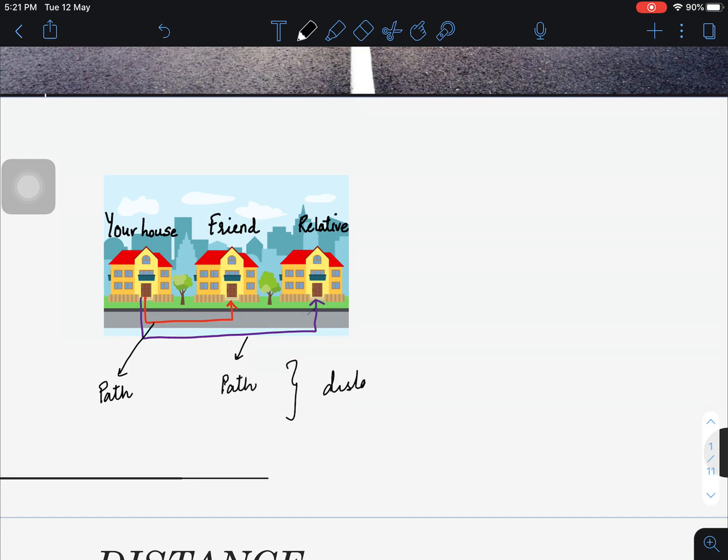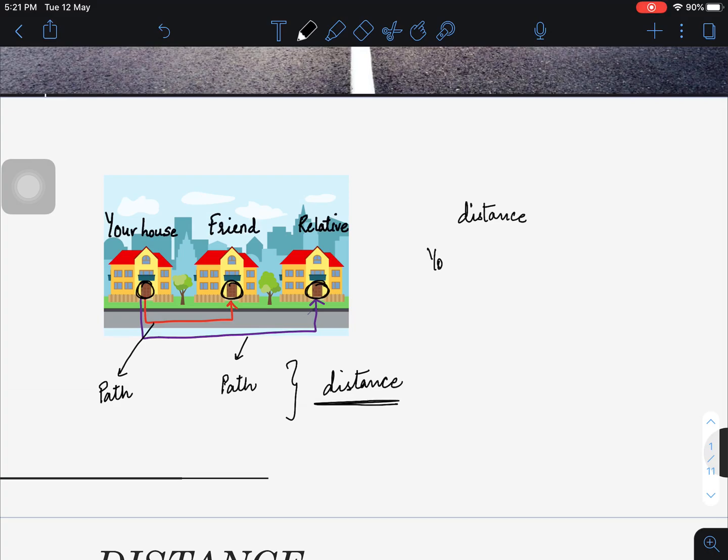is nothing but distance. The path that you are covering from your house to your friend's house or maybe to your relative's house, this path or this length of space is nothing but distance.